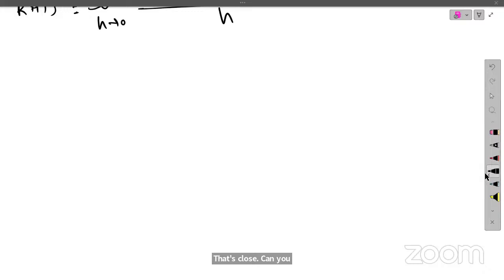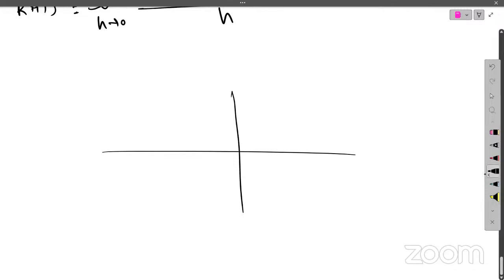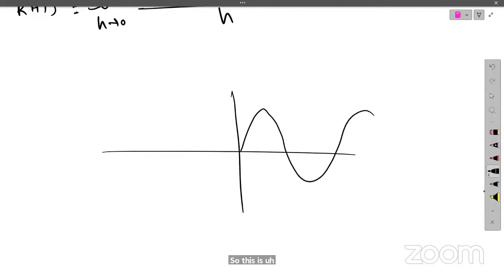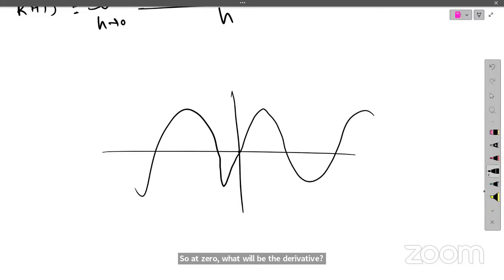Okay, so let's try. So this is the sine function, right? So at 0, what will be the derivative? Okay, you are saying if you draw the linear approximation tangents here, it is just showing the curve only. So yeah, that's true. But see, what can I say here?